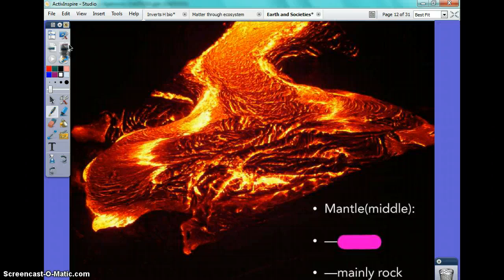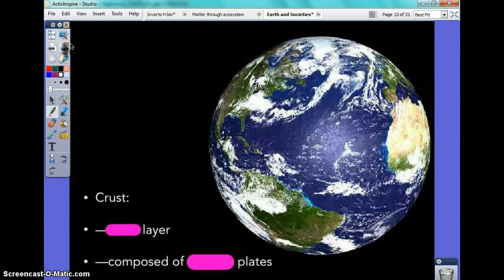Okay, the mantle is the middle part of the Earth, made up of what? Magma. It's mainly rock. And there's like a picture of magma. Okay, and then the crust is the outer layer of the Earth, and composed of what? Tectonic plates. Yeah.